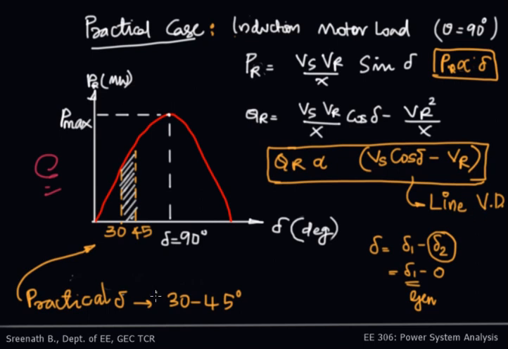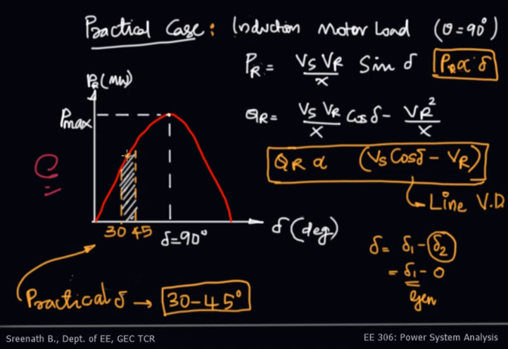And practically we'll be operating the machine at a delta which is close to 30 to 45 degrees. Generally most of our loads are induction motor loads, inductive reactive loads in nature. So you will have an operating delta of 30 to 45. So this is the range of delta at which your general system operates. So you will have room for increasing the power up to this value.